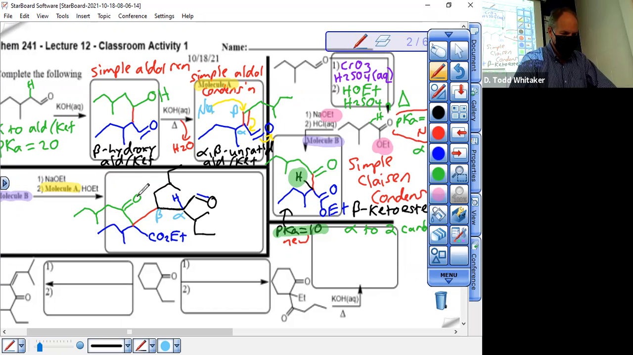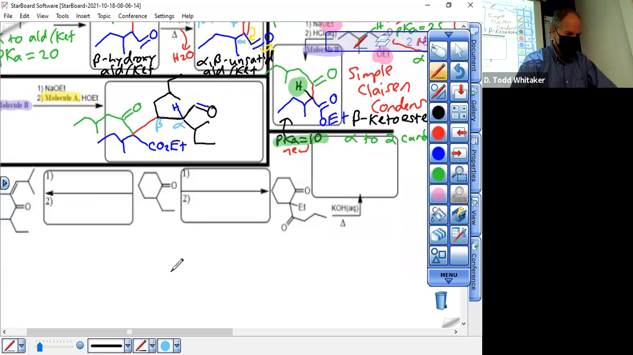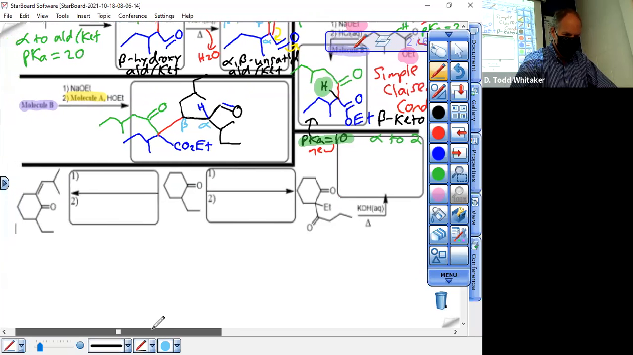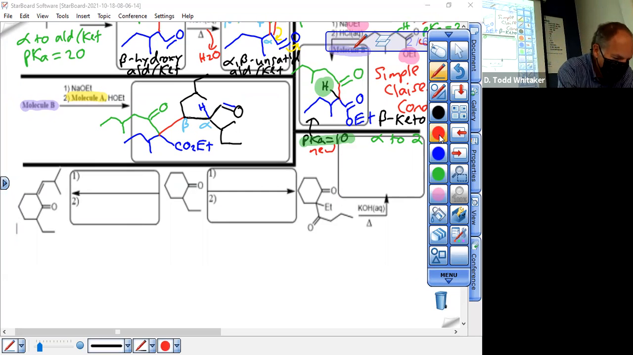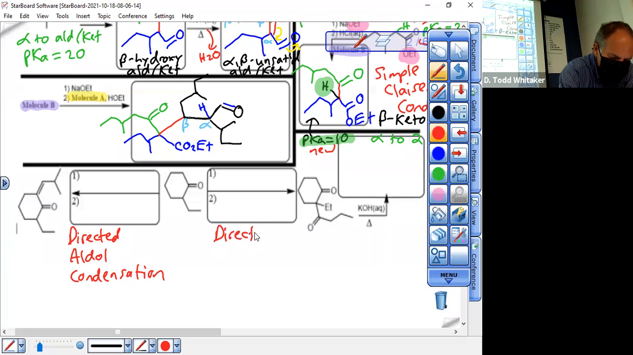All right. Oof. That's all I got. Then we'll move to the bottom. On the bottom, we're going to do directed reactions. This one I know is a directed aldol condensation. I'll tell you why shortly. And this one is a directed Claisen condensation.